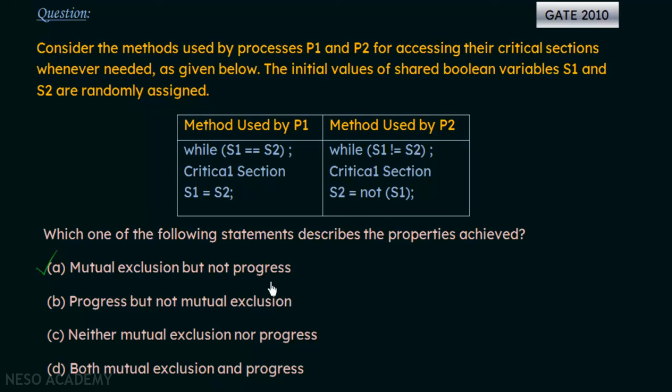So that is how you find the solution to this problem. You just need to analyze the code carefully of the methods used by processes P1 and P2, and also keep in mind the definitions and meanings of the properties that we have, like mutual exclusion, progress, bounded waiting and all those. If you have all this in mind clearly, then you will be able to analyze and solve this easily.